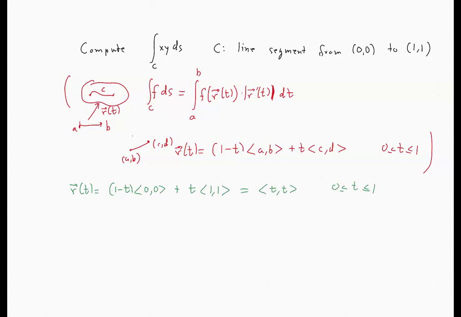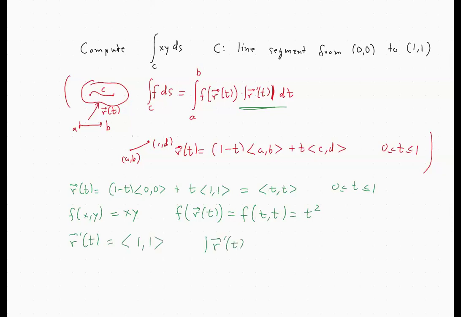And we need to pull back, if we like, the function to the domain of the parameterization. So that's f of t comma t, which is going to be t squared. So finally, what we have to compute, we certainly need to compute the speed, as we can see here. So the velocity is simply a constant vector 1, 1, and the speed is nothing else but the magnitude of the velocity, which is square root of 2.